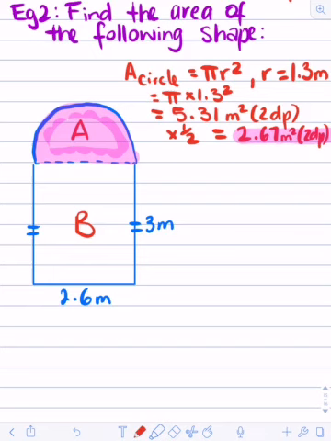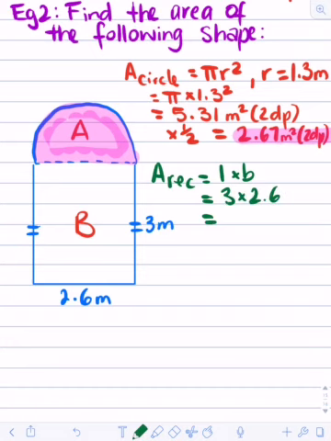Now let's do shape B. And shape B is going to be a rectangle. So we know the area of a rectangle is length times breadth. I can write that. Area of a rectangle equals length times breadth, which equals 2.6. The length is 3 times 2.6, which equals 7.8 meters squared. And this section here, this 7.8 is for the rectangle there.